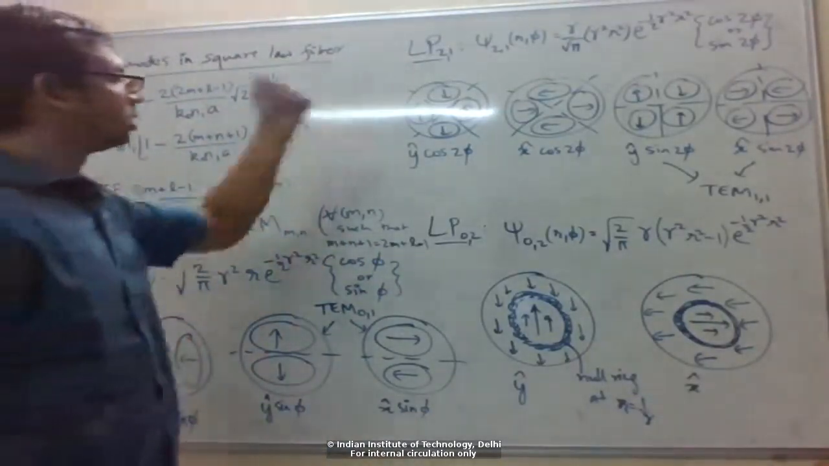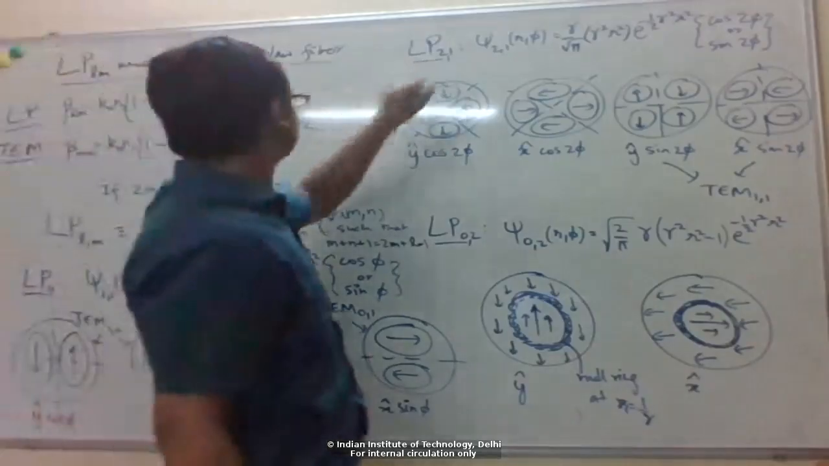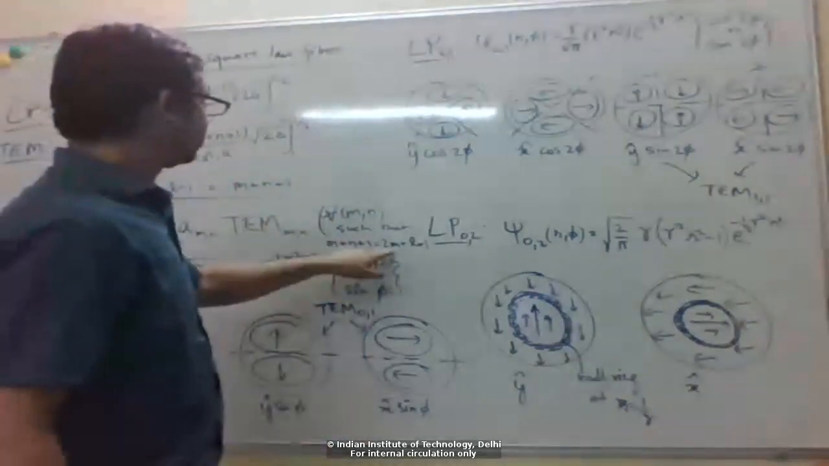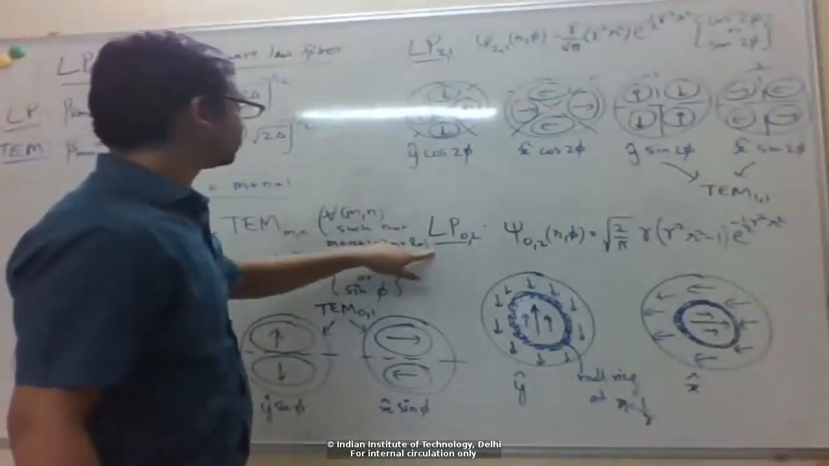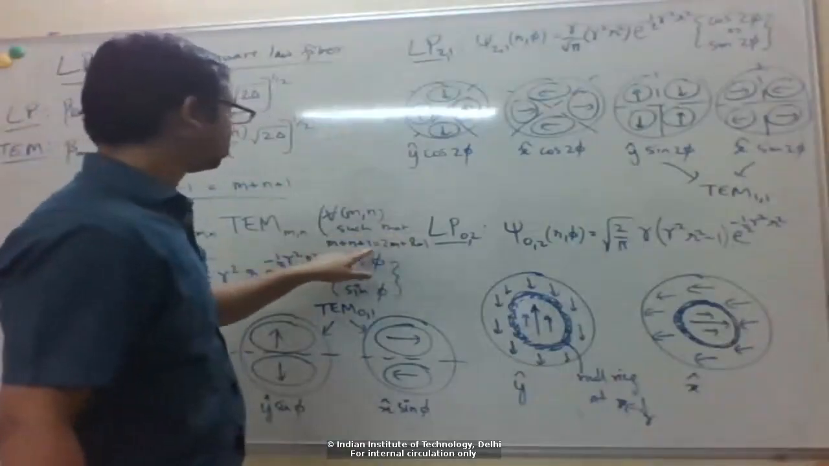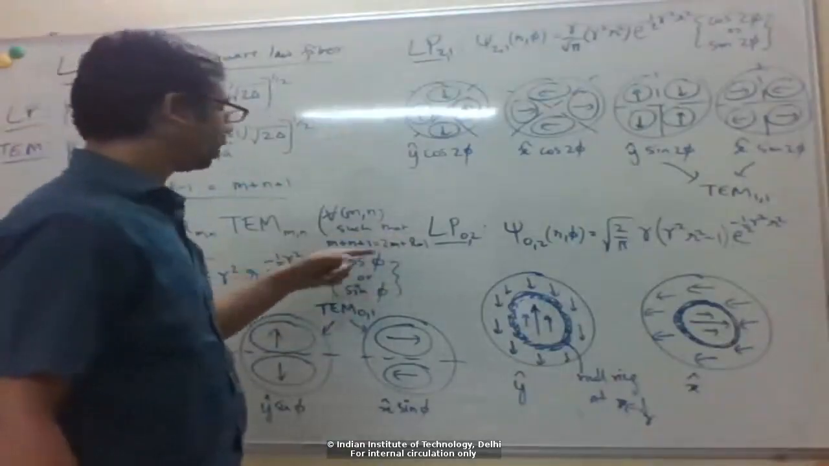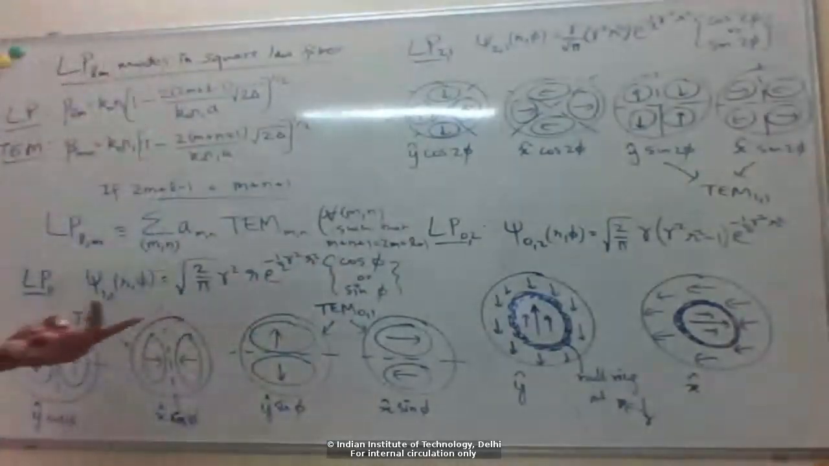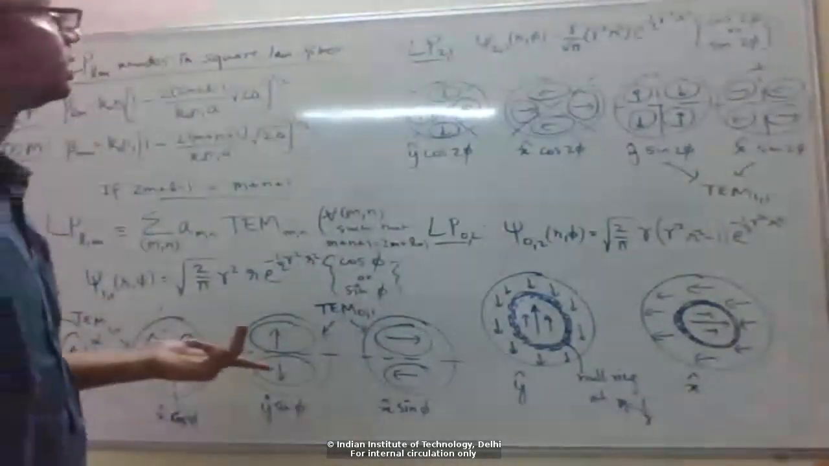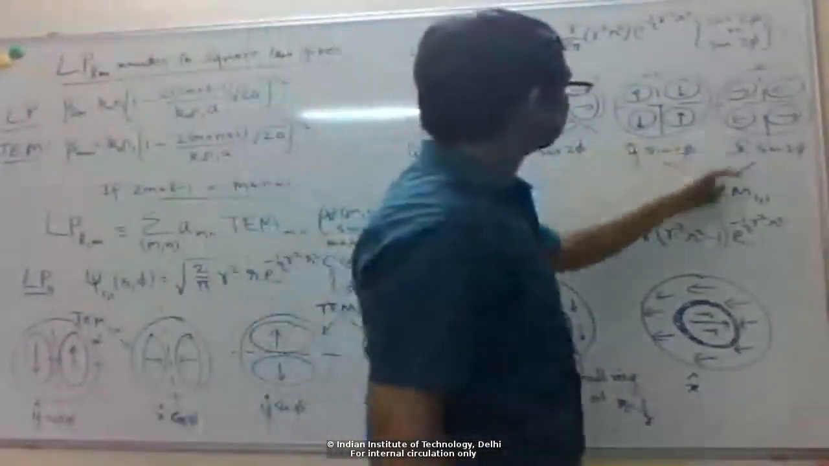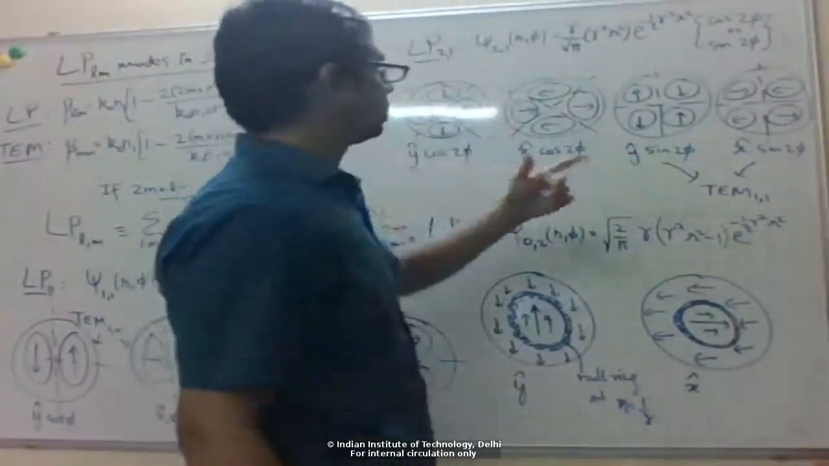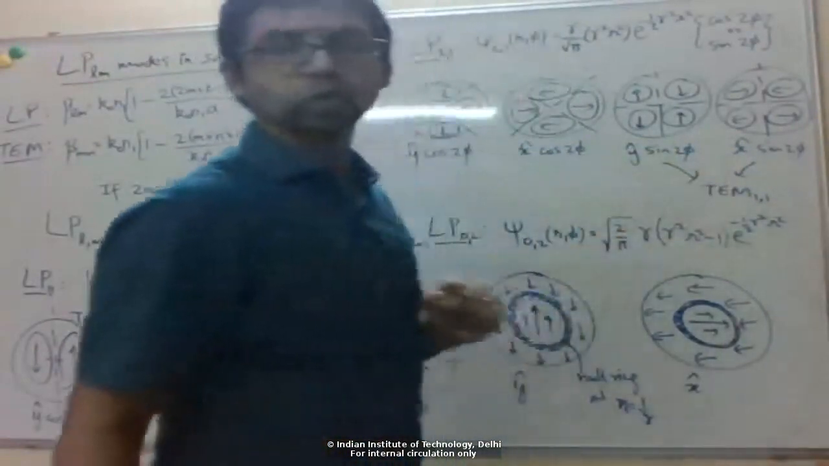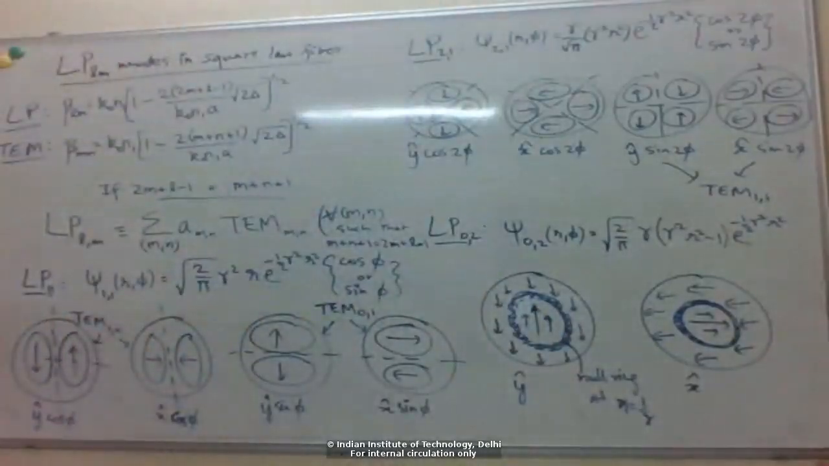Similarly, for example, for LP21, this will be 2 times 1, so 2 plus 2 minus 1, which is 3. So m plus n plus 1 should be equal to 3, which means m plus n should be equal to 2. The combinations possible are 2, 0, 0, 2 and 1, 1. You can see these modes are directly coming from this 1, 1. To get these other modes, you will have to include 2, 0 and 0, 2.